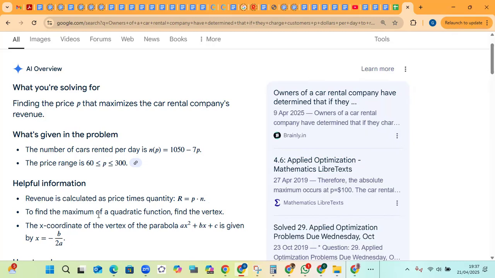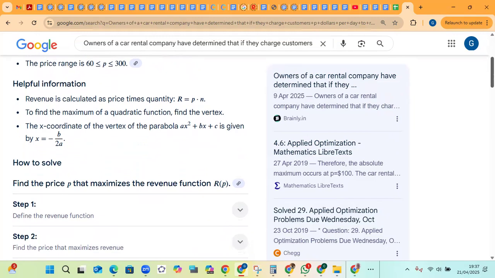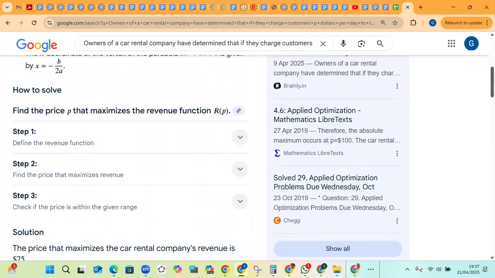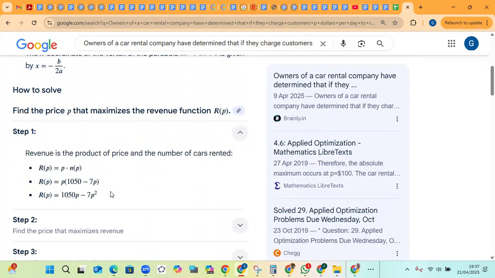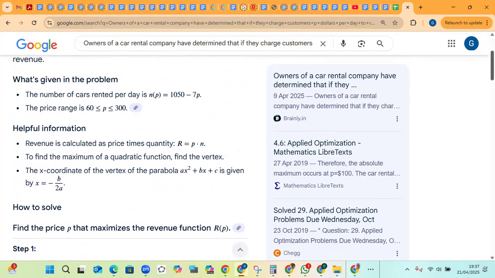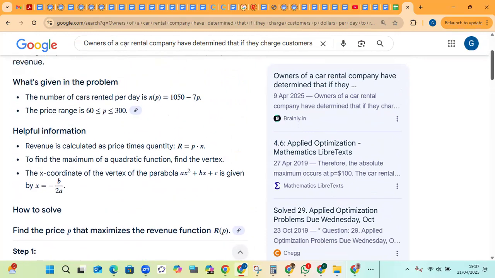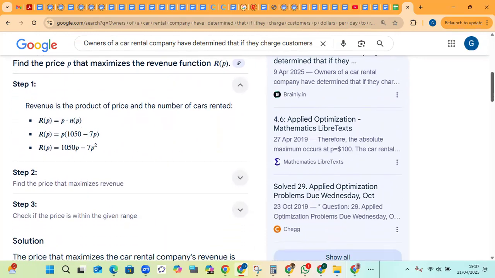So to find the maximum of a quadratic function, find the vertex. The x-coordinate of the vertex of the parabola is given by minus b over 2a and so forth. How to solve? So first we have to define the revenue function. So this is important. What I just read there is not so relevant, so just ignore this for now. That helpful information is just extra information. So focus on step 1.